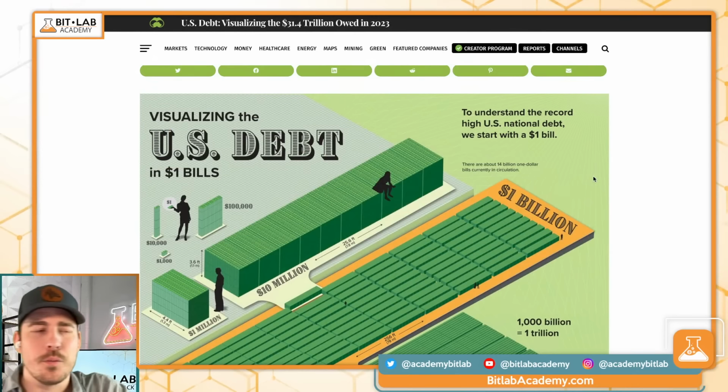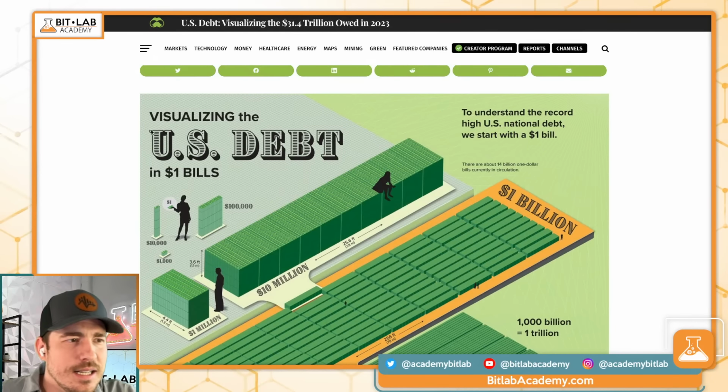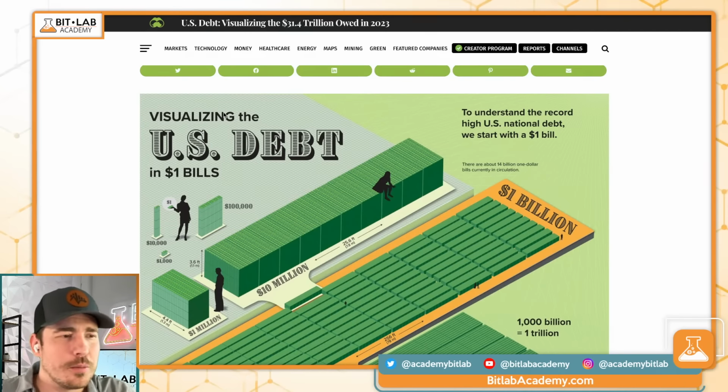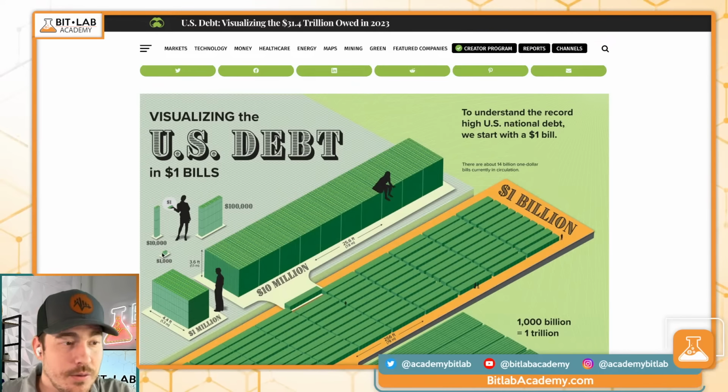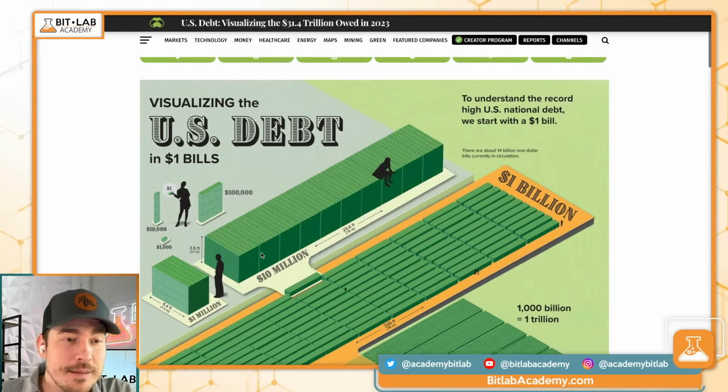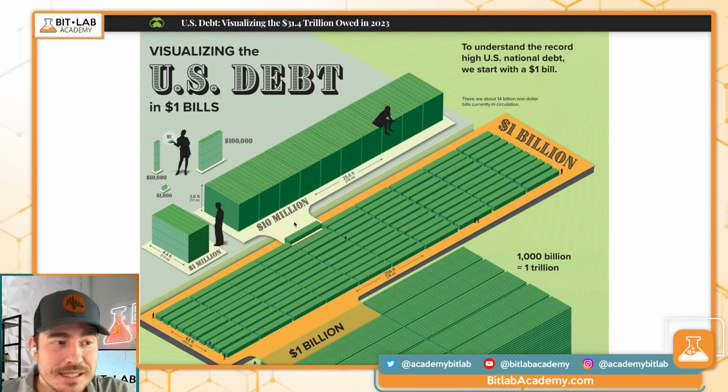2023, U.S. debt visualized. Holy moly. Just to give us some sort of understanding of the size of money. Visualizing U.S. debt in $1 bills. Okay, this is 10,000. This is 100,000. Here's 1,000, 10,000, 100,000. Here's a million. Look at 10 million. This is a billion. And you can see each one of these walls is $100,000.